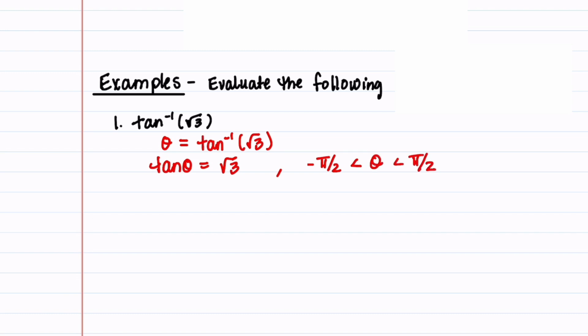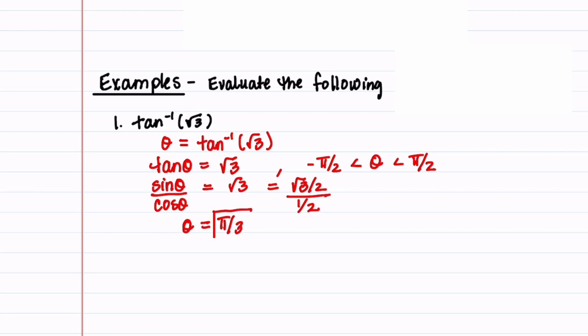Since it's hard to remember angles that make tangent equal to root 3, let's write tangent as sine over cosine. And we'll set root 3 to be equal to root 3 over 2 on top and 1/2 on the bottom. So looking at this, we can see that theta is going to be equal to pi over 3. So our inverse tan of root 3 is equal to pi over 3.